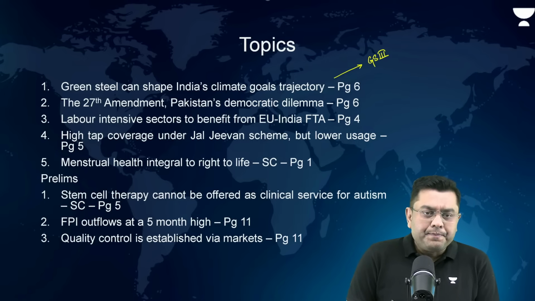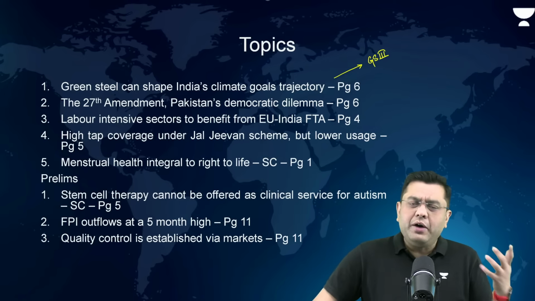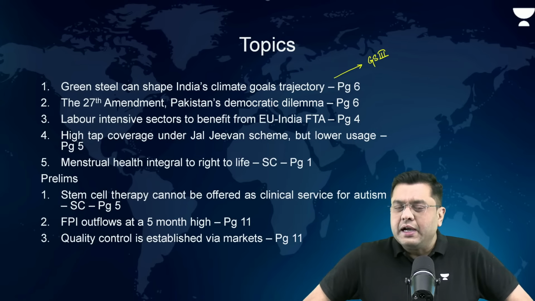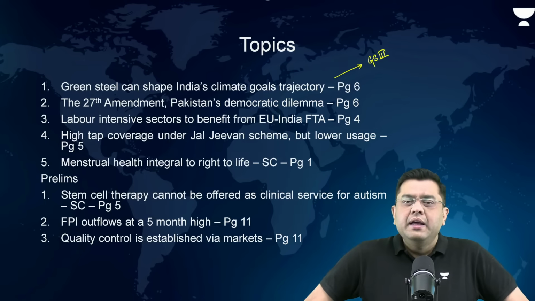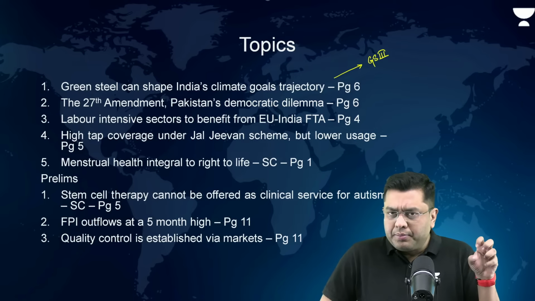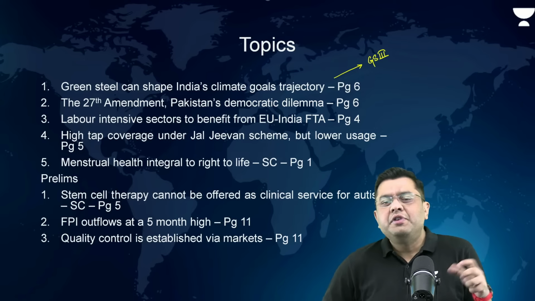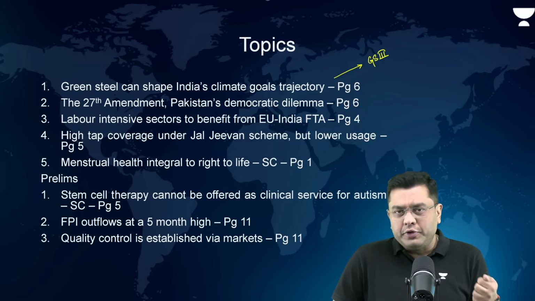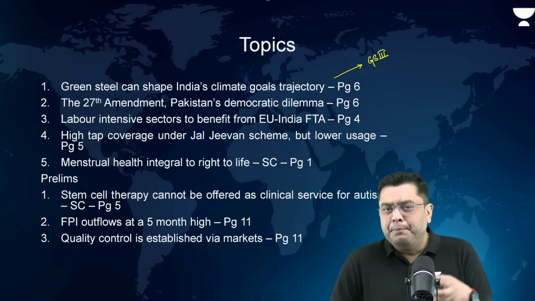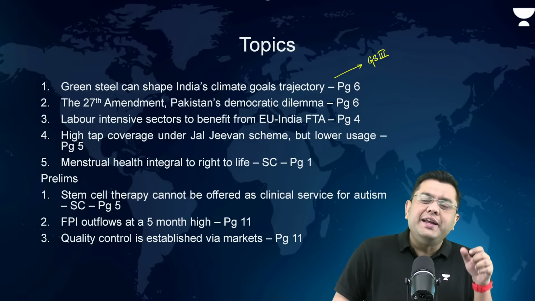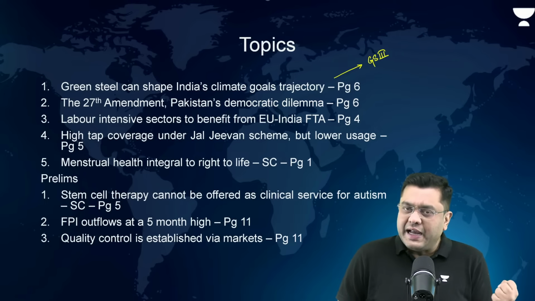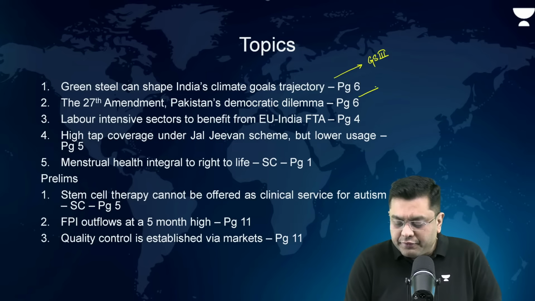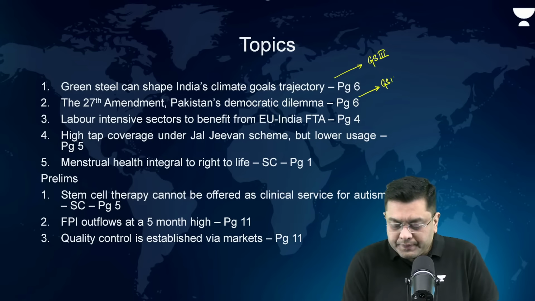Then the 27th Amendment, Pakistan's democratic dilemma. Now, this is about the kind of democratic upheaval which our Western neighboring country, Pakistan, is facing. But we will not delve too much into the country of Pakistan in itself. We will try to understand the larger aspect of the rule of law and why it is important for the courts to function independently. Otherwise, the entire idea of democracy gets shallower. So this is relevant for your GS paper 2.